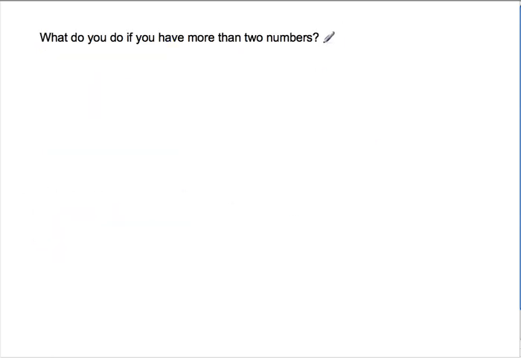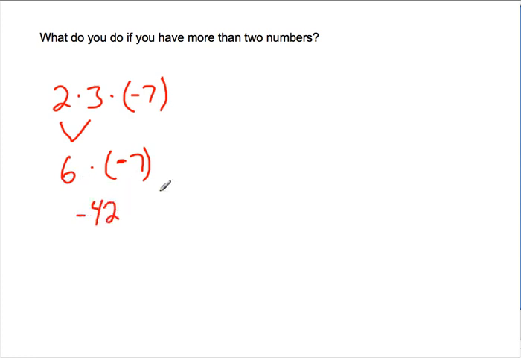So what do you do if you have more than two numbers? So let's say you have a 2 times a 3 times a negative 7. Okay. Well, in this case, we have a positive and a negative. So how do we apply those two rules? Well, the rules are going to stay the same. We just do it two at a time. So we're going to do the first multiplication and get 6, because both those numbers were positive, so we get a positive. Now we do the second multiplication, and it's a positive and a negative, so we get a negative.